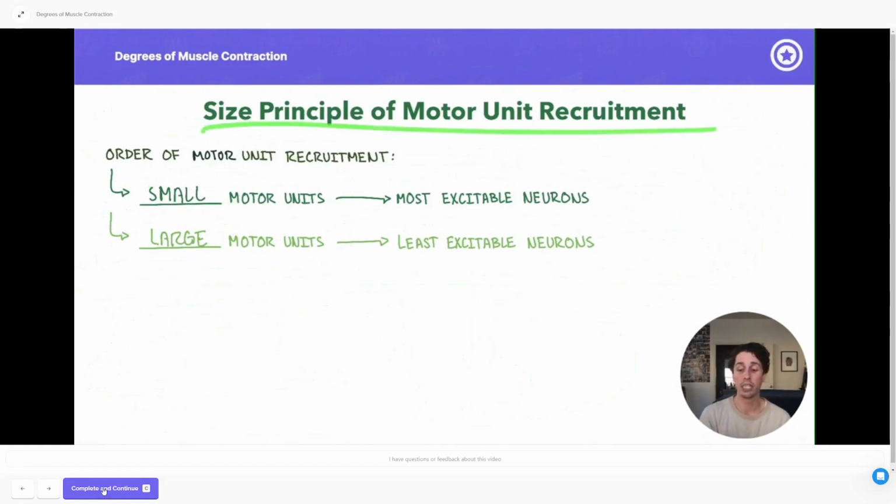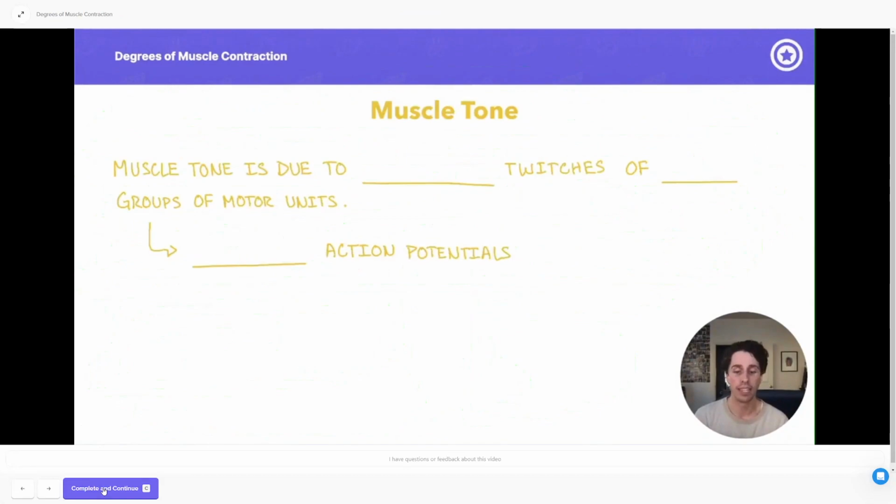And so that's going to be the size principle of motor unit recruitment, that the small motor units are recruited first, and then large motor units are recruited second. All right, so let's go ahead and talk about muscle tone now.